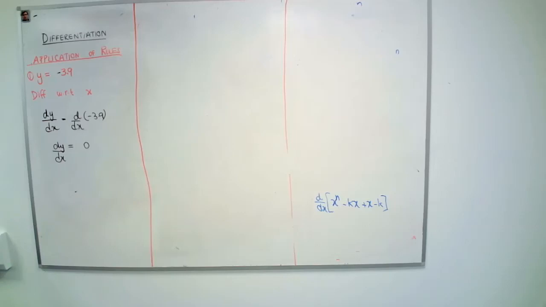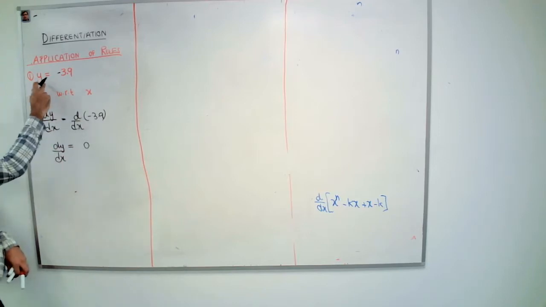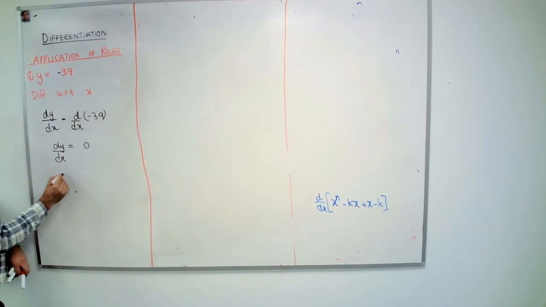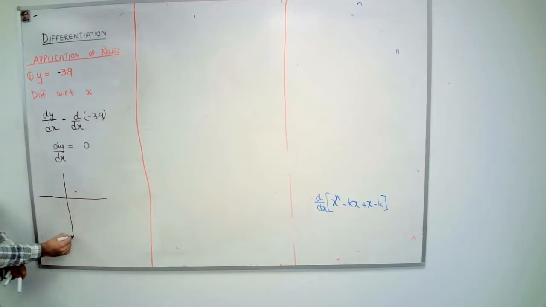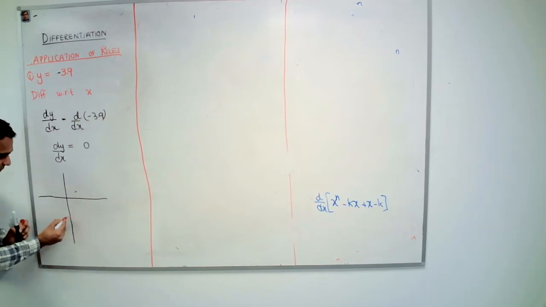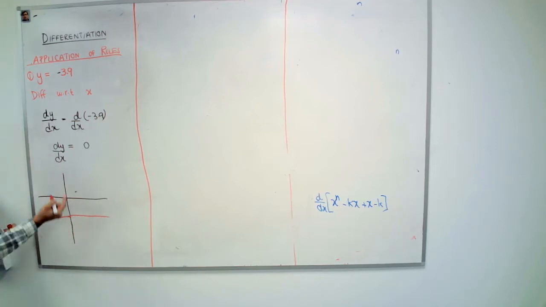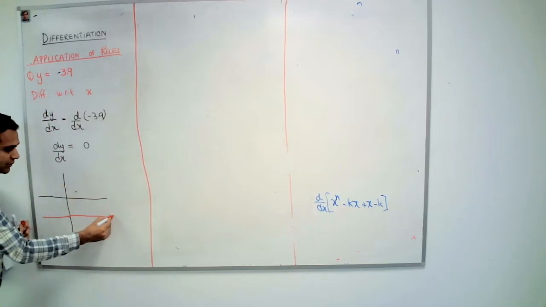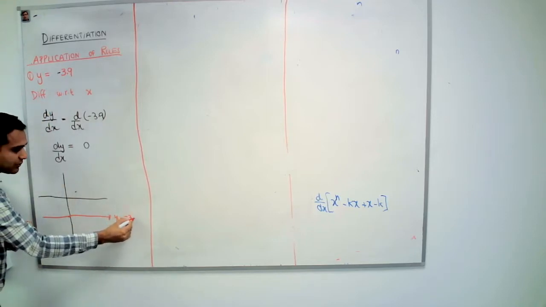What does that actually mean? It means that if I change the x, the y is not changing. If I plot a graph of this equation, y equals minus 3.9, the graph is going to be somewhere here. So let's say this is 3.9, or let's say 4. So this is the equation of this line, y equals minus 3.9.